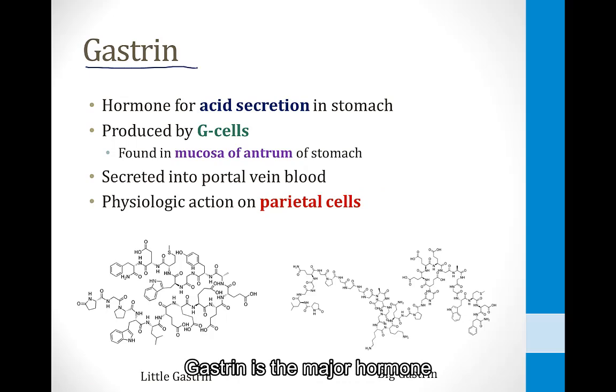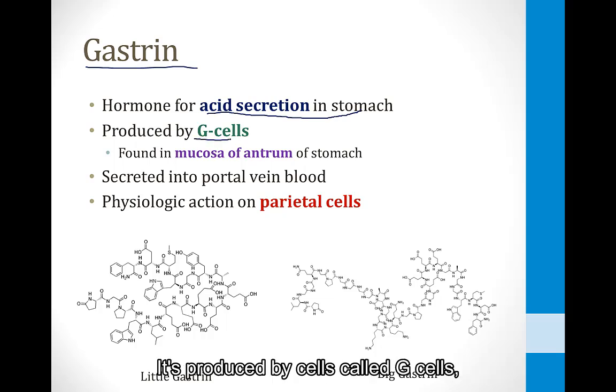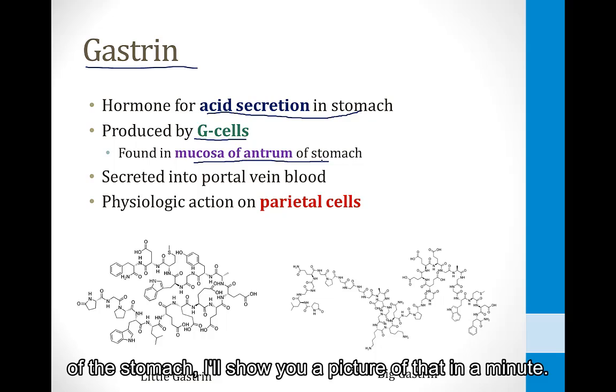Gastrin is the major hormone that stimulates acid secretion in the stomach. It's produced by cells called G cells. That's easy to remember because they produce gastrin, and these cells are found in the mucosa of the antrum of the stomach. I'll show you a picture of that in a minute.